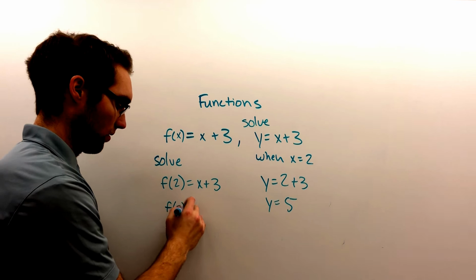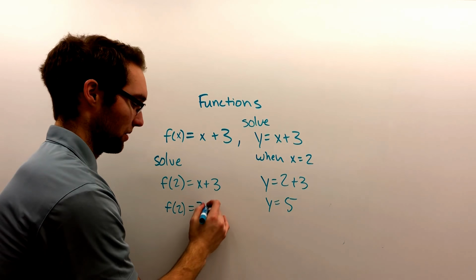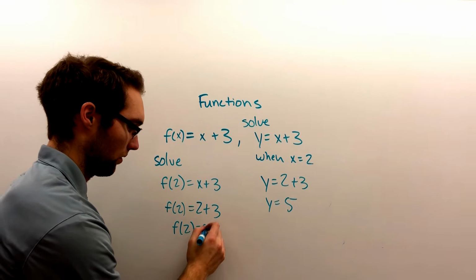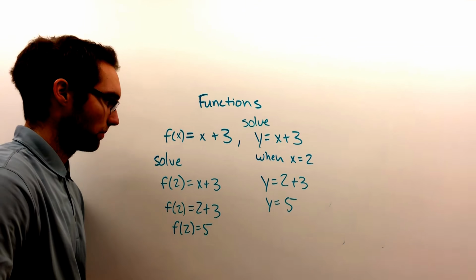We're going to go f of 2, and now we're going to plug a 2 in for anywhere there's an x, which just like we did with this one, is going to be 2 plus 3. So f of 2 is equal to 5. That's how you would solve a function.